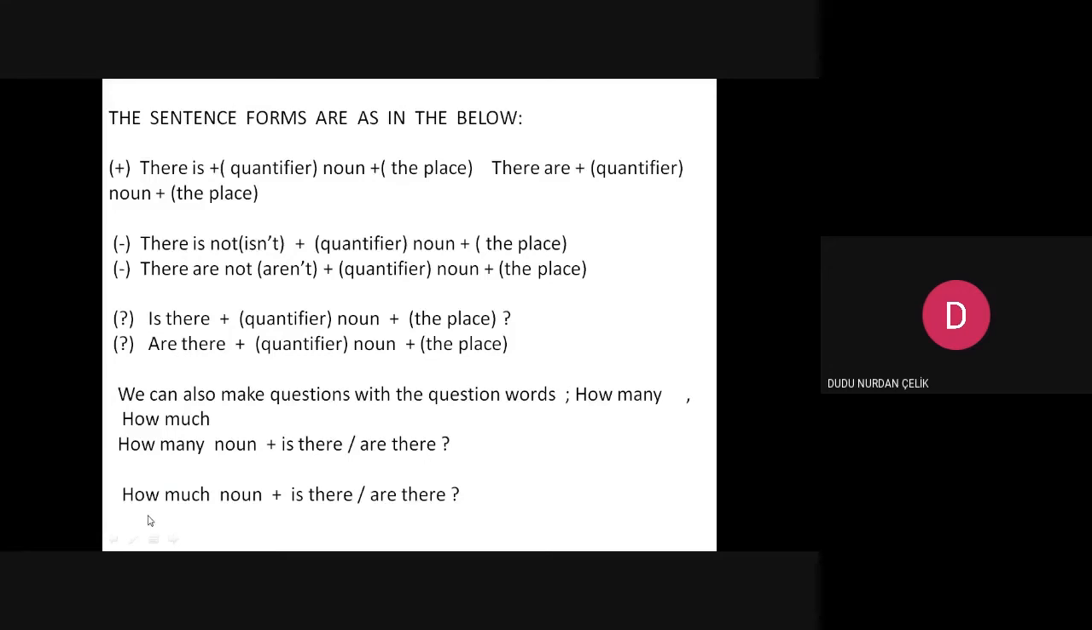How much? No. How much money is there? Never are there. It's wrong. Okay? How much noun is there? How much money is there? There is a lot of money. Are there is wrong.